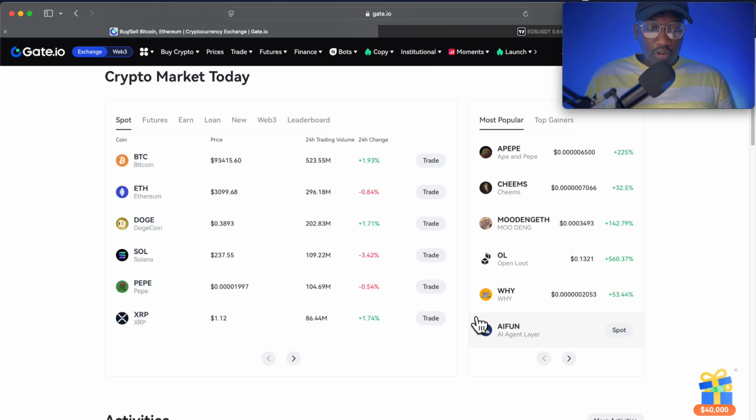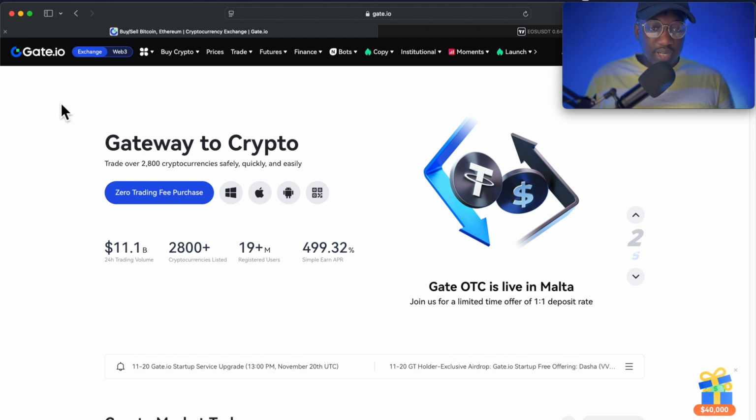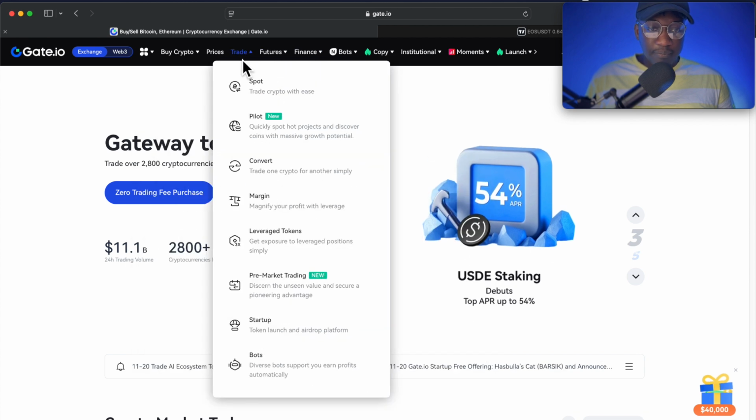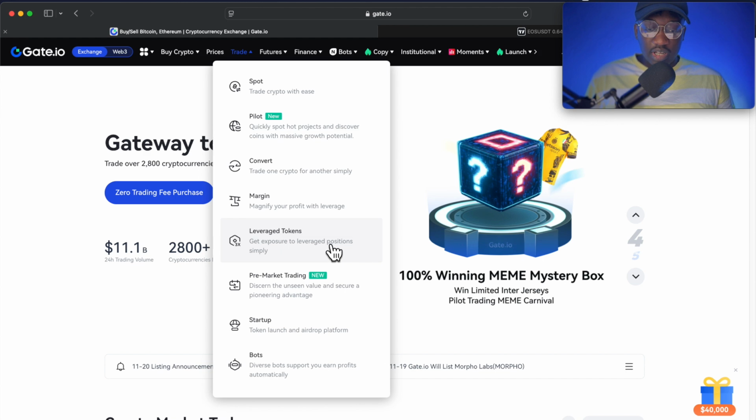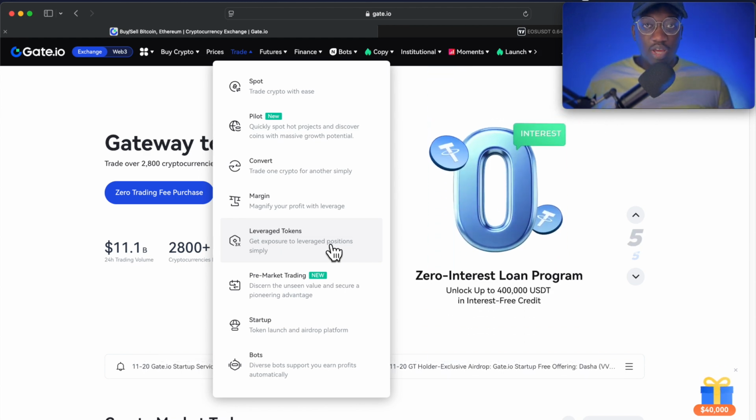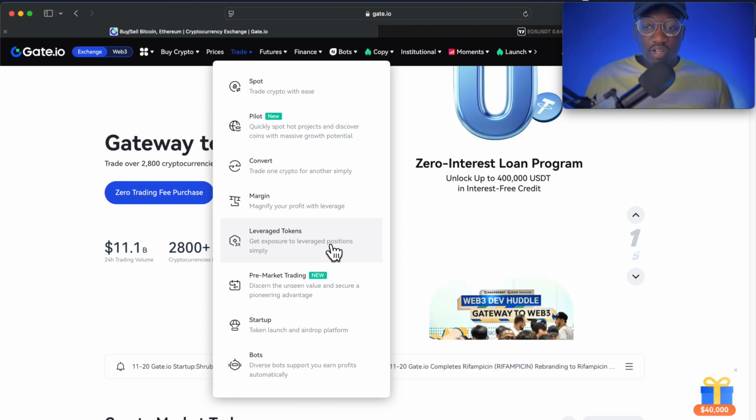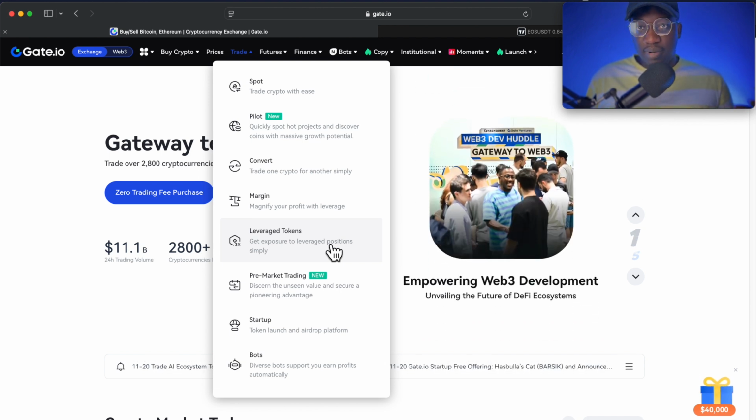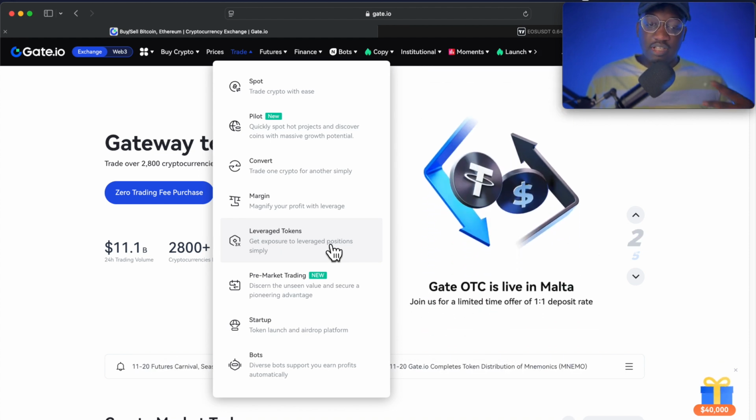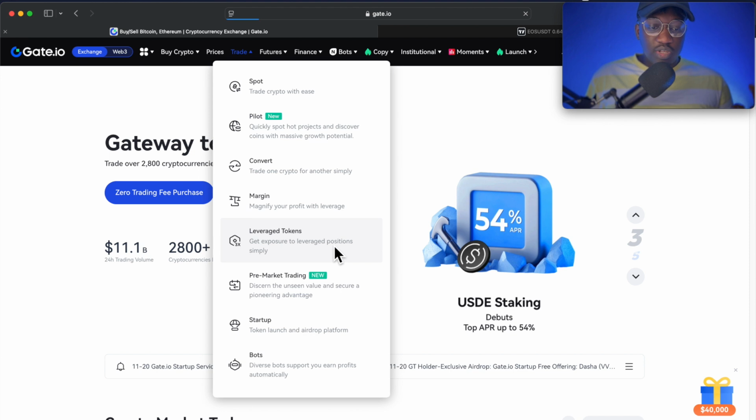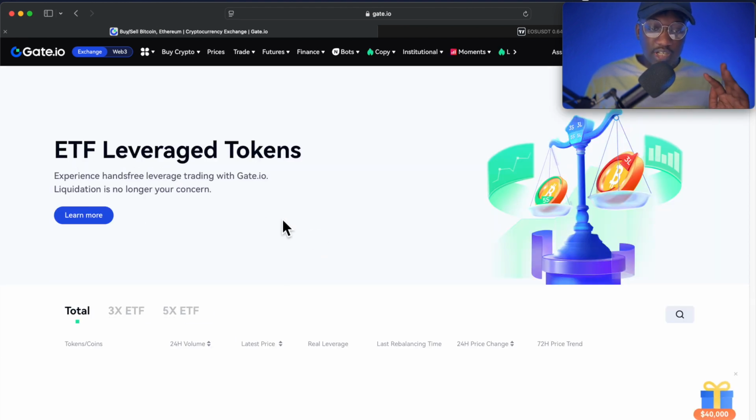So first of all, you're gonna need to create an account, of course. Once you create an account, you're just gonna go straight to where it's written trade right here and click where it's written leverage tokens. Keep in mind that with leverage tokens, it's not like a position. These are just like tokens, all right, and you don't get liquidated. The difference is these tokens are multiplied by 5x. Some of them are multiplied by 3x and stuff like that. So just go ahead and click right there, and it's gonna take you to this page.